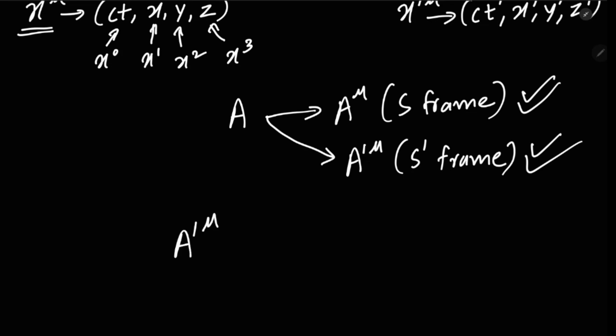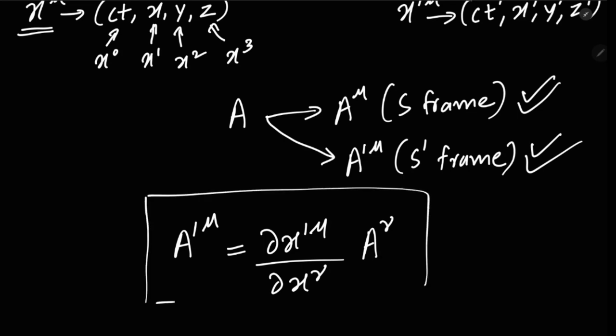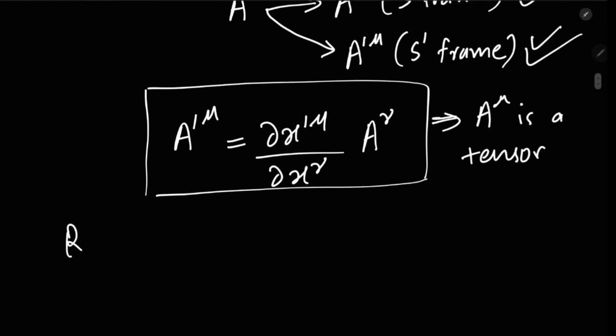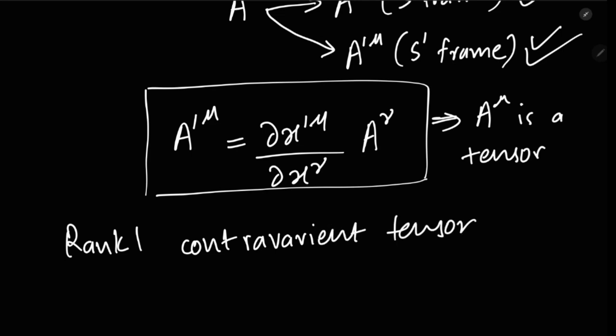So A prime of mu is equal to del x prime mu upon del x nu A nu. Here I am using Einstein's summation notation, so nu is summed over. So if this relation is valid, then and only then A mu is a tensor. Or to be more specific, A mu is a rank 1 contravariant tensor. Contravariant. I'll come back to another type of tensors called covariant tensors, but let's absorb this definition for now.